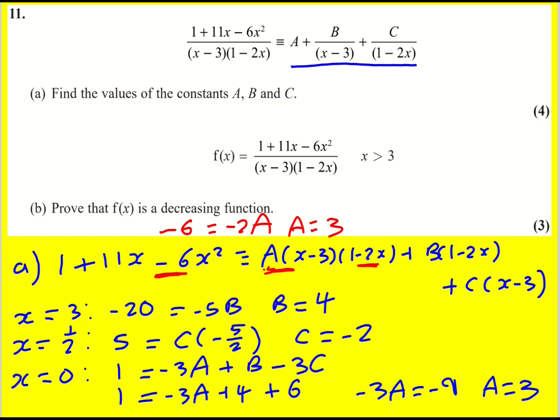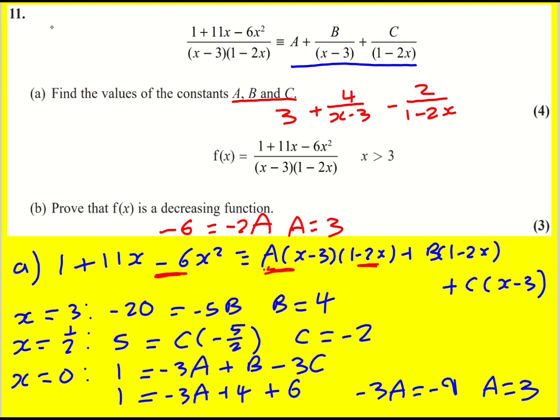We are actually done for the question, but I'm just going to write out the final answer in terms of the fractions. So 3 plus 4 over x minus 3, minus 2 over 1 minus 2x. So just before I do part B, I'm going to show you an alternative way of doing A.